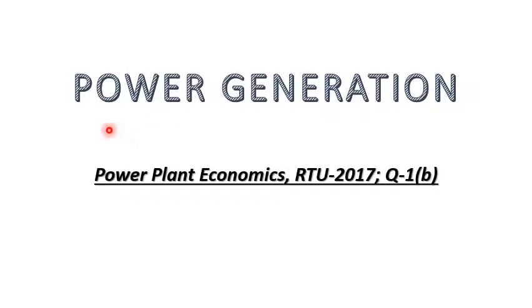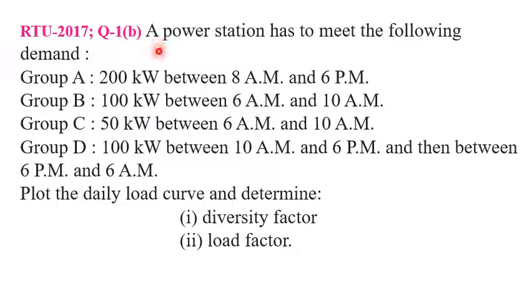Hello everyone. In today's class we will discuss one numerical type question from the RTO 2017 paper, from the first unit, that is power plant economics. The question is given like this: a power station has to meet the following demand. Four groups are given: group A, group B, group C and group D, and the load is also given for a particular time duration.